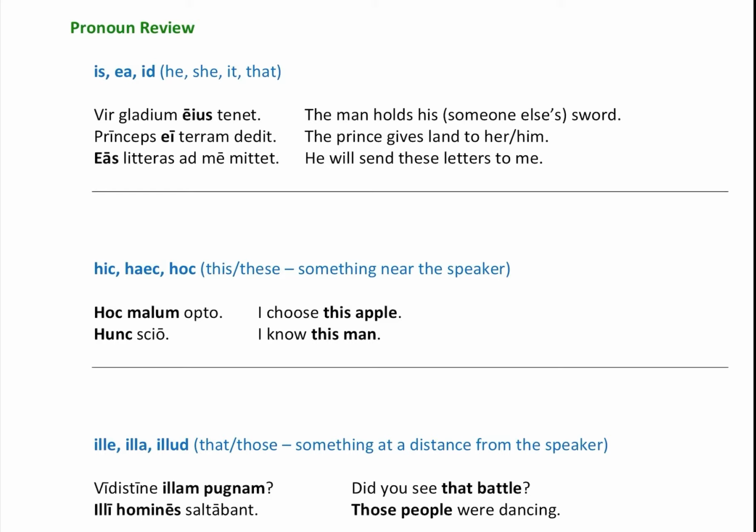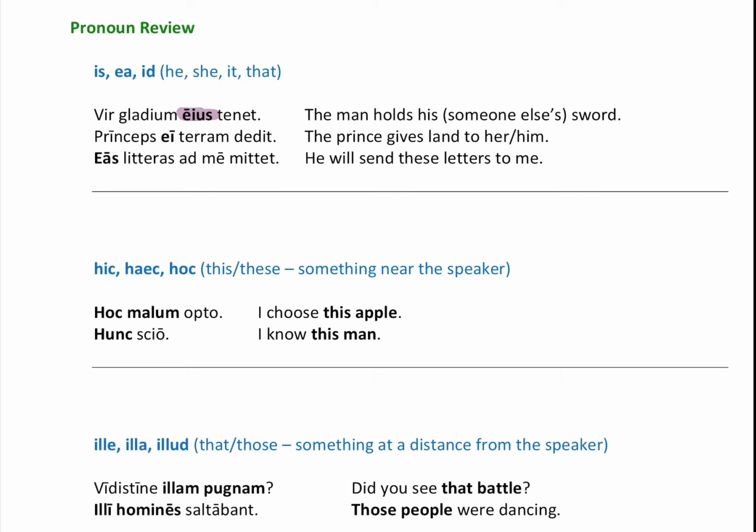So that's why in your chart books, when you see them in your charts, it'll say pronouns / adjectives. First one we learned was is, ea, id. It means he, she, it, or as we learned later, that as well. So the first sentence is vir gladium eius tenet. The man holds his. If you remember, we use eius because the subject is not doing the possessing. Remember, instead of meum, the man holds his, someone else's sword. So of course, eius is the genitive, and it'll mean of his, right? The man holds someone else's sword, the sword of his.